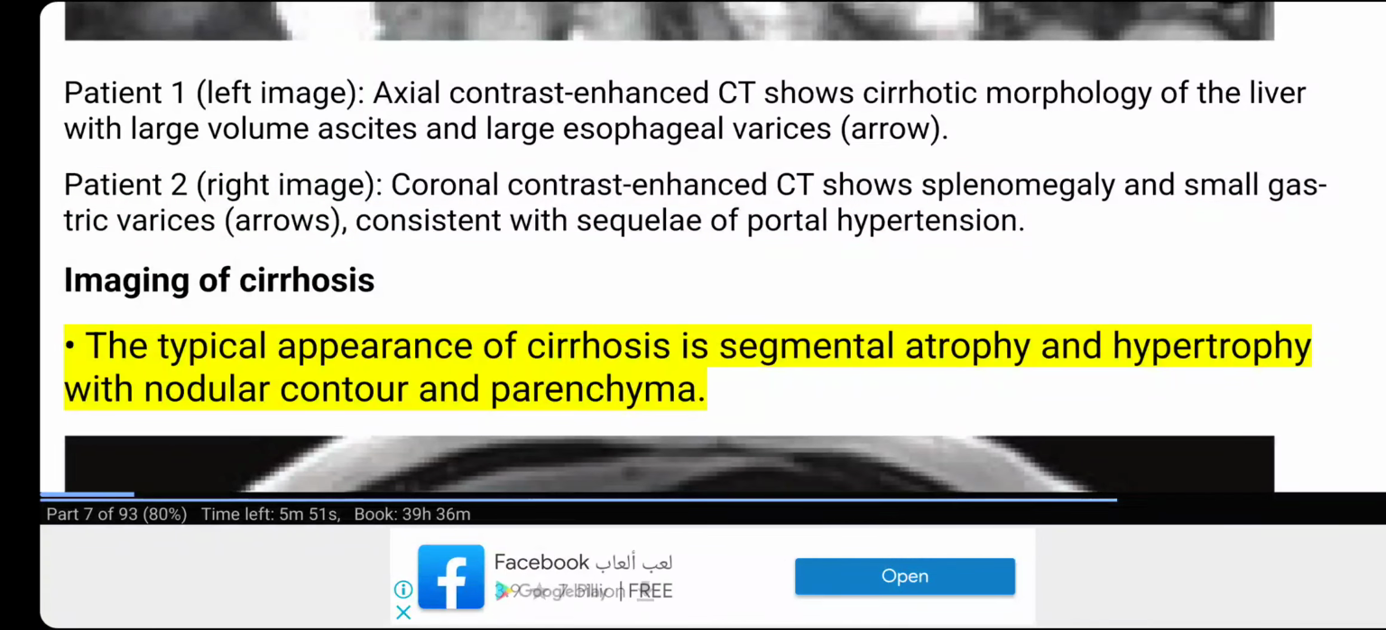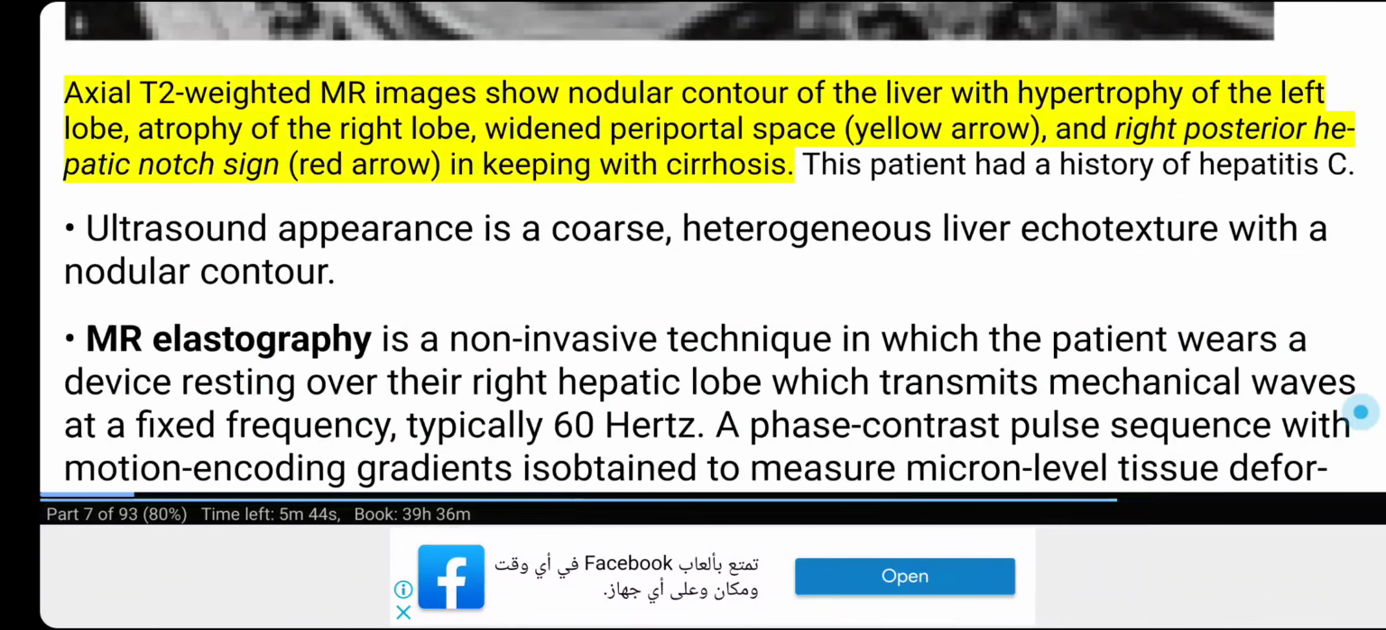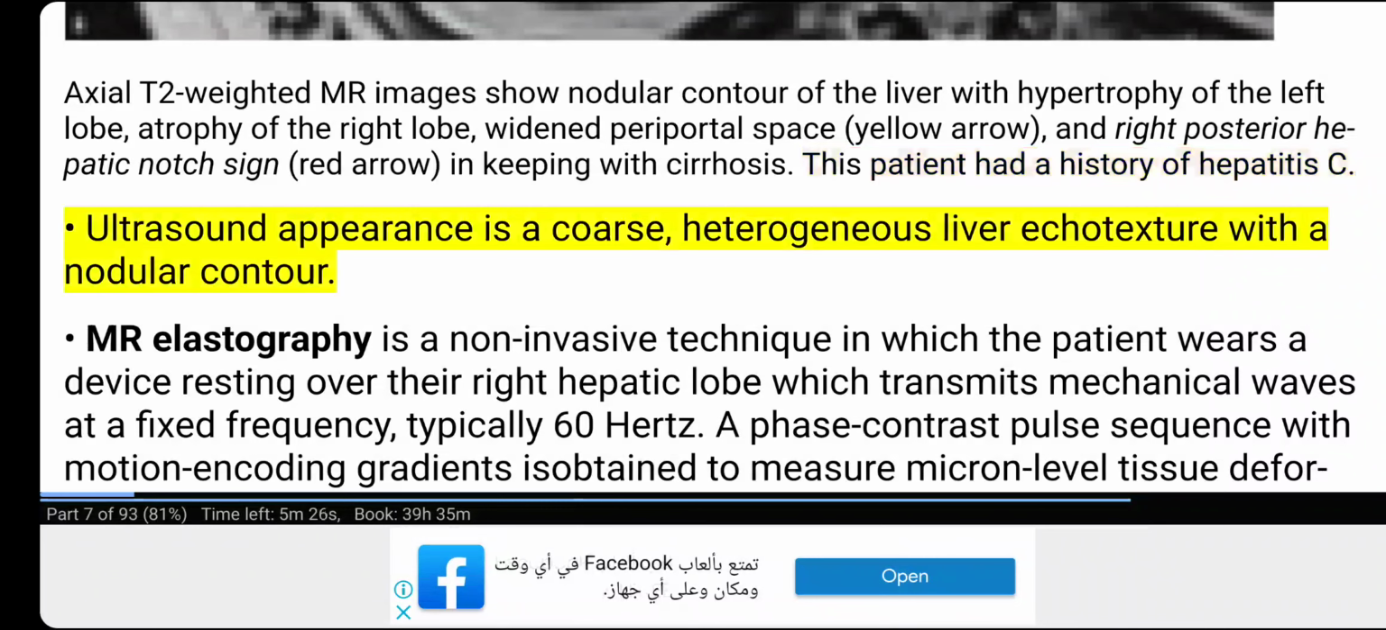The typical appearance of cirrhosis is segmental atrophy and hypertrophy with nodular contour and parenchyma. Axial T2 weighted MR images show nodular contour of the liver with hypertrophy of the left lobe, atrophy of the right lobe, widened periportal space, yellow arrow, and right posterior hepatic notch sign, red arrow, in keeping with cirrhosis. This patient had a history of hepatitis C. Ultrasound appearance is a coarse, heterogeneous liver echotexture with a nodular contour.